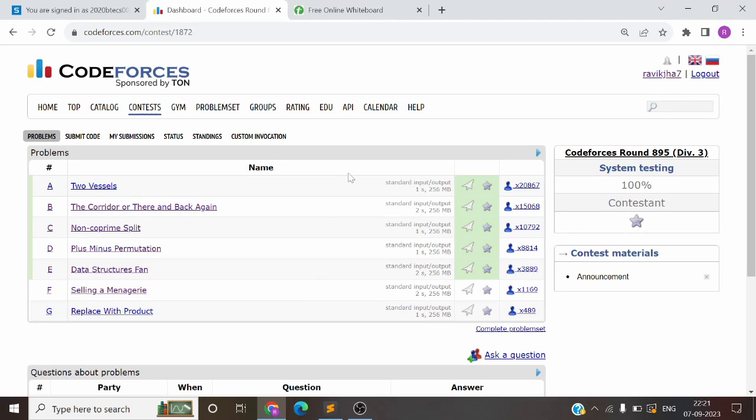Hello everyone, this is the up-solving session of the Codeforces Round 895, which is a Div 3 contest. We have solved the first five problems, and we will be discussing the solutions of all five of them.